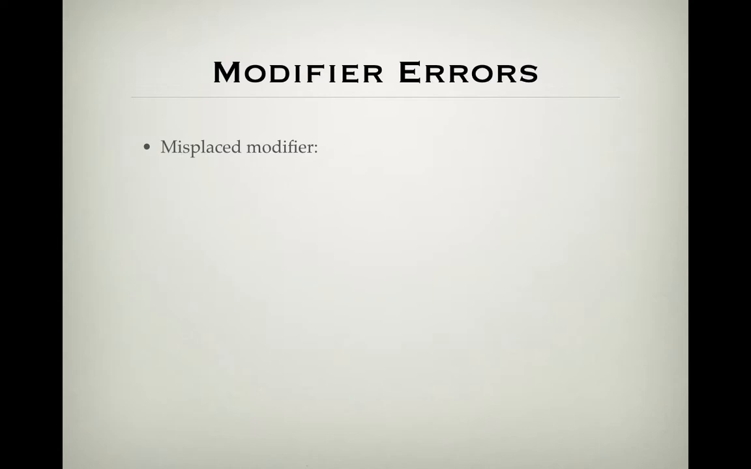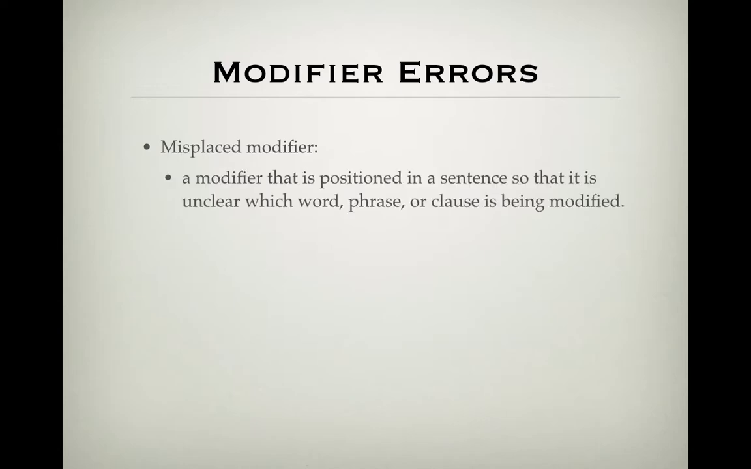All right, so the first type of modifier error, and I think probably the most common, is what we call misplaced modifier. And this is when you have a modifier, so an adjective or adverb, and more often than not, it's an adverb. They're just sneaky. They slip into the wrong space. So a modifier that is positioned in a sentence so that it is unclear which word, phrase, or clause is being modified. All right, so a modifier that's out of place or is causing confusion within the sentence.